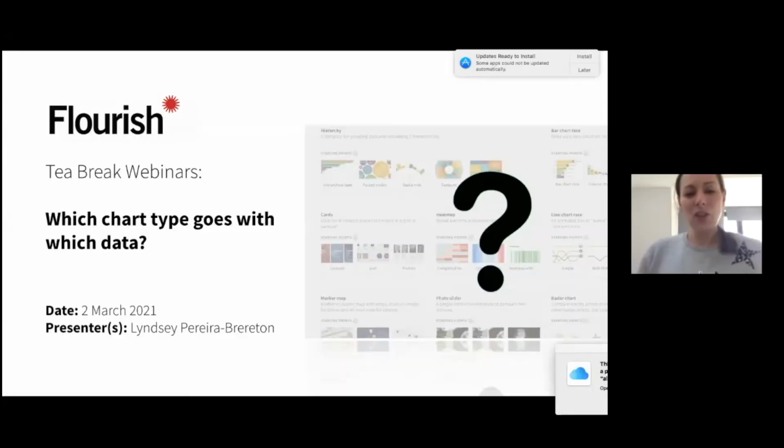Chart types to use for the different data sets. There's absolutely lots of options, so I'm not going to go through absolutely every single thing, but hopefully it will be enough for you to understand how to choose the right chart type for the data sets that you have and the stories and the messages that you want to convey in your Flourish visuals.